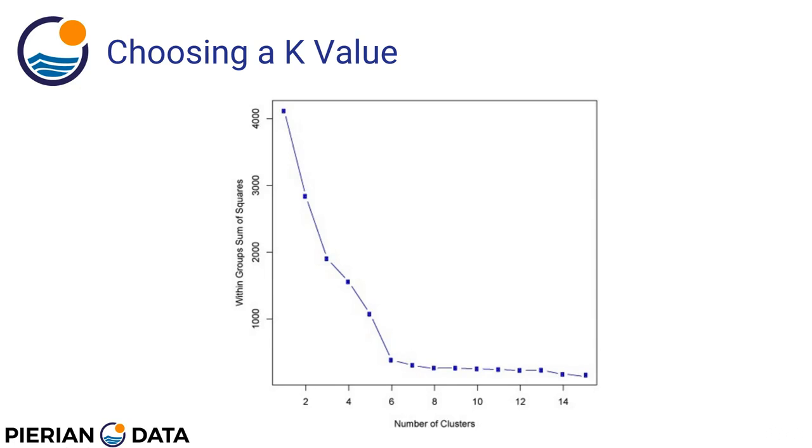So here we can see we have the number of clusters chosen and the within groups sum of squares. And you can see that around 5 or 6, you get this abrupt drop. So that's known as the elbow method because it kind of looks like the elbow of an arm. So that indicates that choosing around that point is a good k value. And hopefully you also have domain knowledge that helps drive that decision forward.